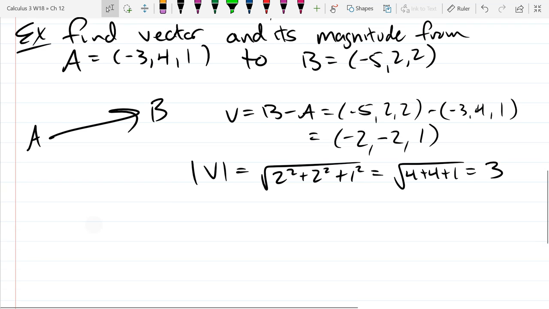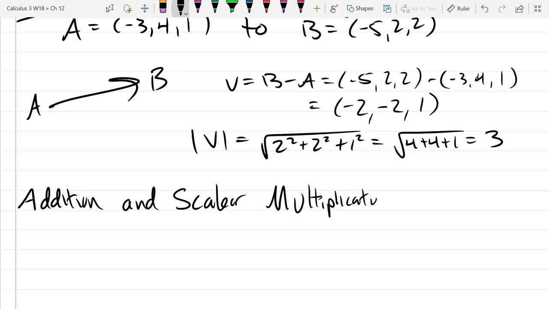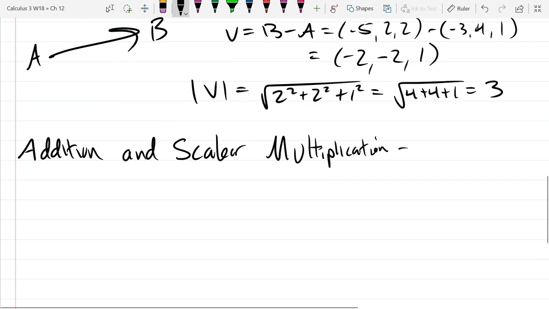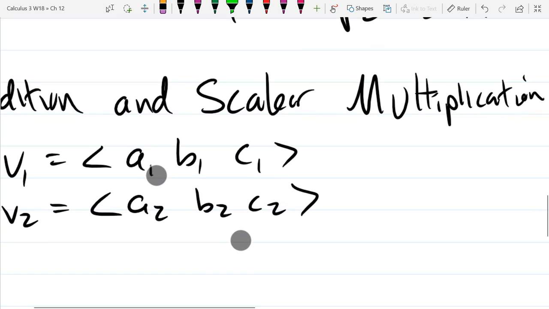So next up, we're going to look at addition and scalar multiplication. Do addition first. So we'll take V1 to be A1, B1, C1. V2 will be A2, B2, C2. If you're writing just for yourself, you're not turning something in for credit, you can skip writing commas if you can make sure that there's space in between.